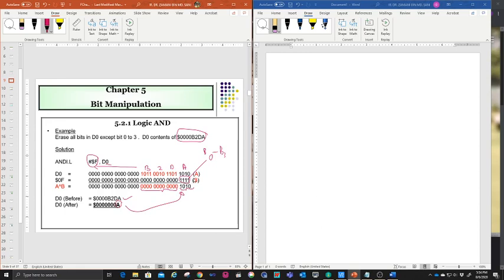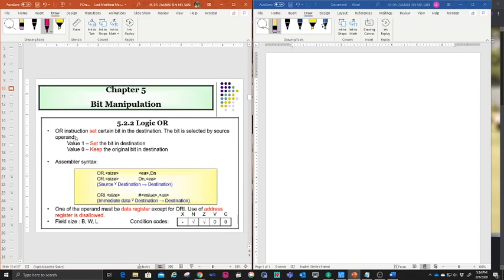Okay, next one. OR instruction. Just now we had the AND; now the OR instruction, for example A and B here, and Y, which is 0, 0, 0, 1, 1, 0, and 1, 1. So this is 0, the rest is all 1. Remember that? So what does it mean? The OR instruction sets certain bits in the destination. Set is equivalent to 1. The bits are selected by the source operand. So if you have value 1, you will set the bit in the destination. For example, if you put 1 here, the result will be 1.